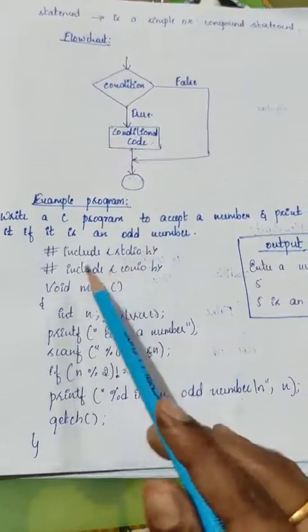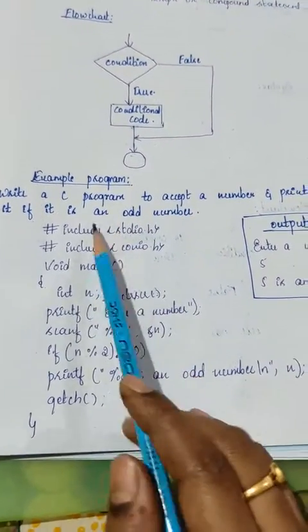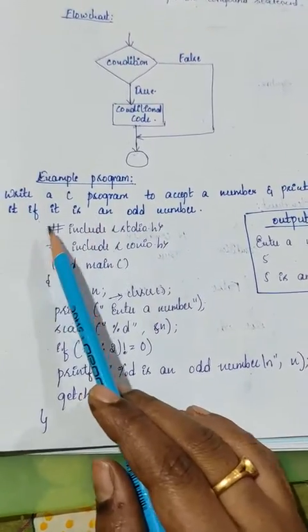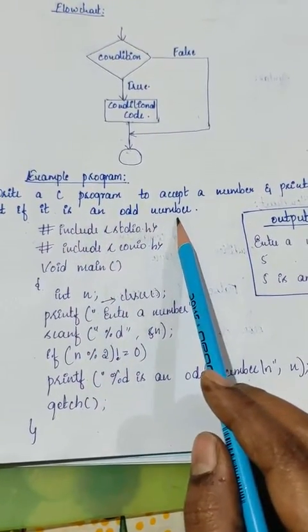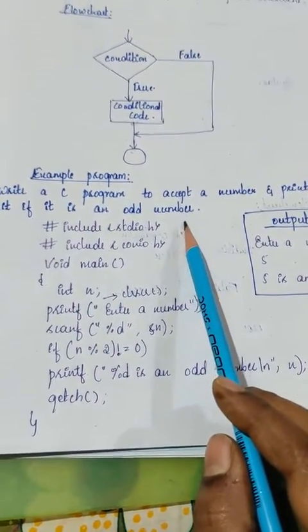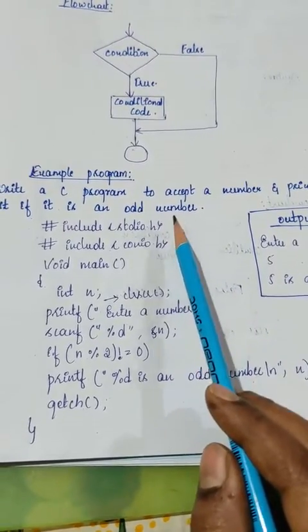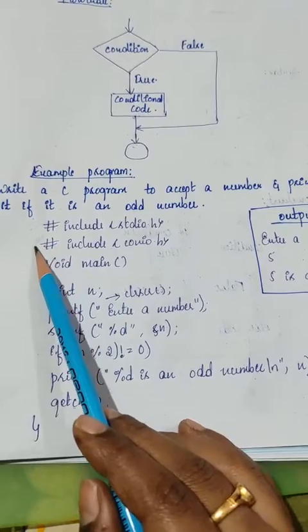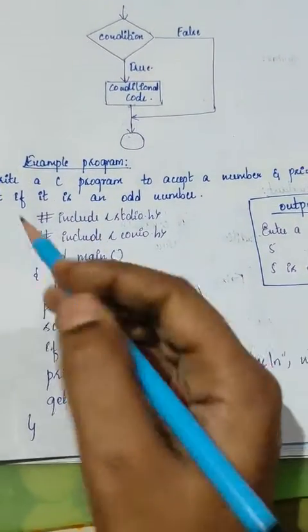Now let's see one example program. Write a C program to accept a number and print it if it is an odd number. We want to check whether it is an odd number with the help of the simple if statement. See, what are the header files used in the C language?